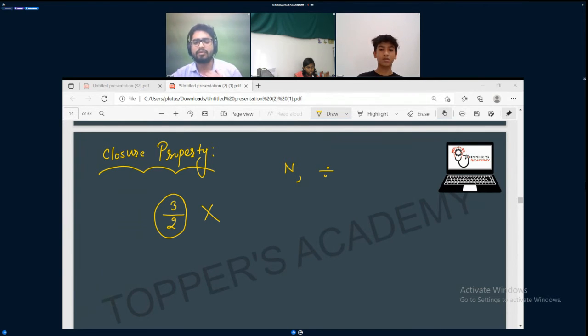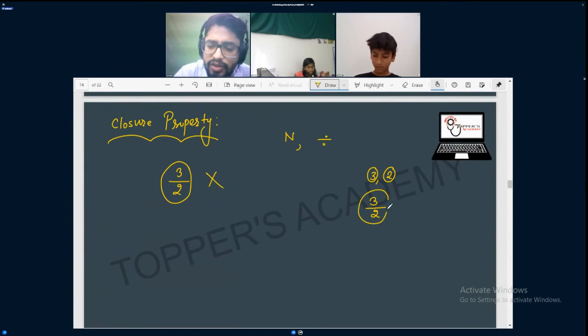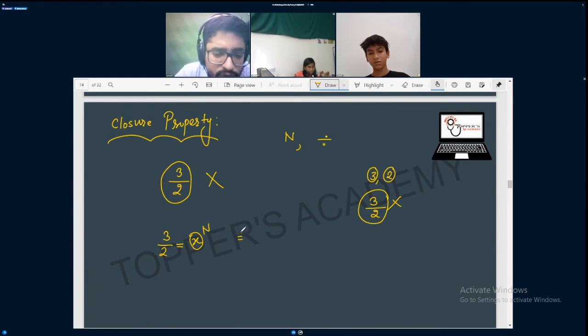So if we choose two natural numbers, the first natural number is 3 and let's say the second natural number is 2. If you divide 3 by 2, then this is not a natural number. Yes or no? Why is this not a natural number? Because if you find this value, let's say 3 by 2 is some x. x must be a natural number. If x is a natural number, then 2 into x must be 3.